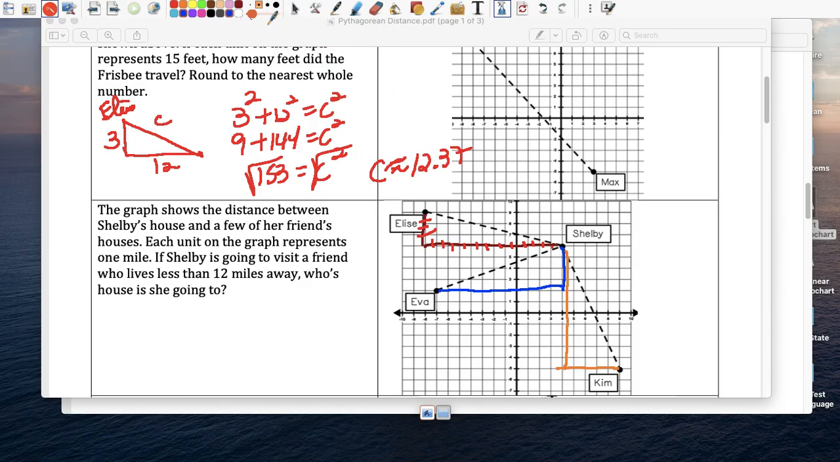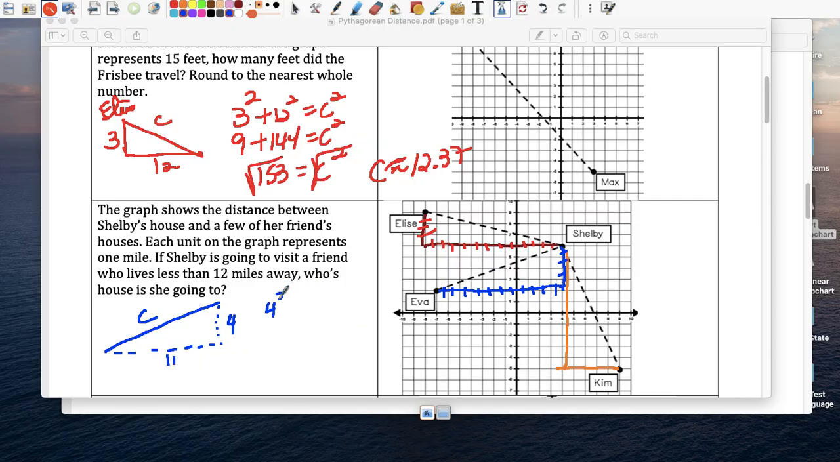Let's take the blue. Here's a triangle that represents Ava's distance to Shelby. And this is what we're missing. We want to find the hypotenuse. So let's count blue. 1, 2, 3, 4. So this is 4. One of the legs is 4, and the other leg is 1, 2, 3, 4, 5, 6, 7, 8, 9, 10, 11.